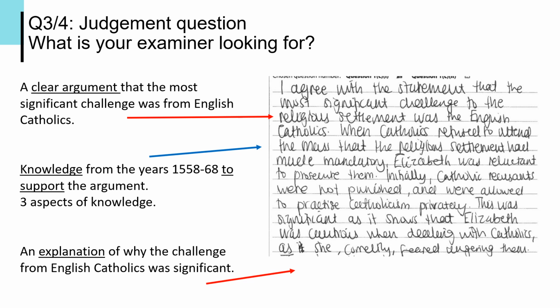So what will your examiner be looking for when they mark your answer to the judgment question? There's not one way of approaching a paragraph, but you should try to include these three things. A clear argument, in this case, that the most significant challenge was from English Catholics. Knowledge from the years 1558 to 68 that supports the argument. And across your answer, your examiner will be looking for three aspects of knowledge. And an explanation of why the challenge from English Catholics was significant.